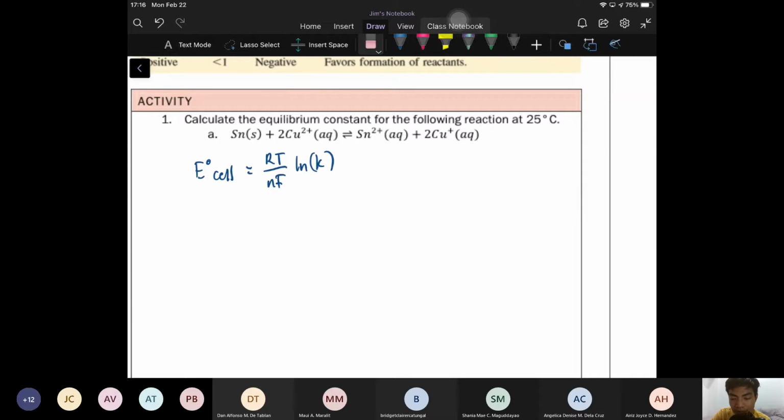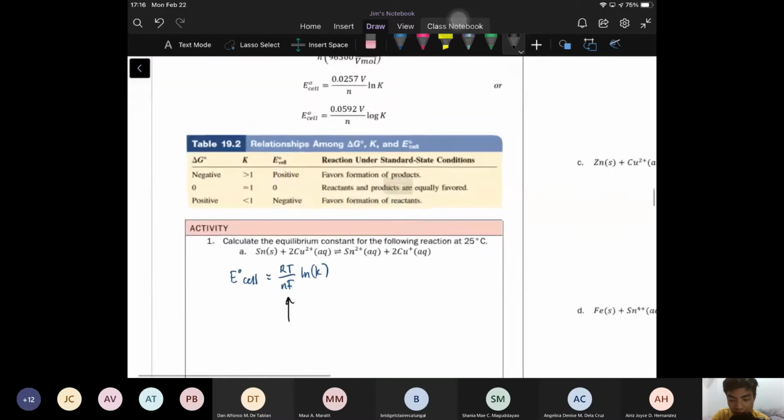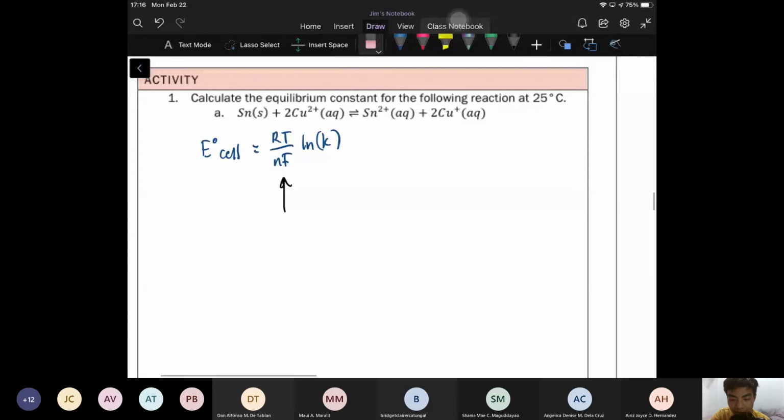Okay, so paano yun, sir? Ganito lang. Bago ka mag-exponential function, all you have to do is to cross-multiply this term to the other side. Okay? Lipat natin siya sa kabilang side. So, paano yun? So, when I cross-multiply this, NF will be on the numerator. RT will be on the denominator na. Okay? So, let's do that. So, ln K equals E naught cell NF over RT.